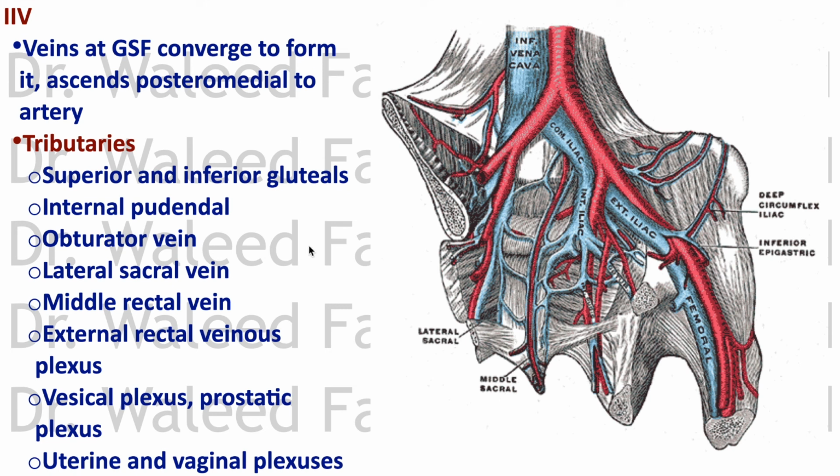The internal iliac vein: the veins at the greater sciatic foramen converge to form it, and it ascends posteromedial to the artery. Tributaries are the same as the artery, plus some plexuses like the superior and inferior gluteal veins, the internal pudendal vein, obturator vein, the lateral sacral vein, the middle rectal vein, the external rectal venous plexus, the vesical plexus, prostatic plexus, and the uterovaginal plexuses. All these drain into the internal iliac vein.